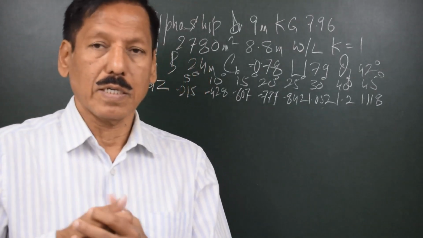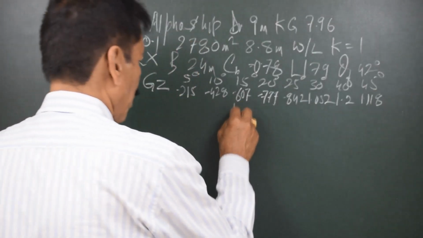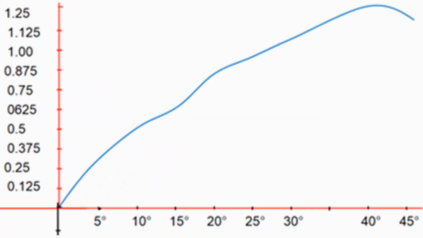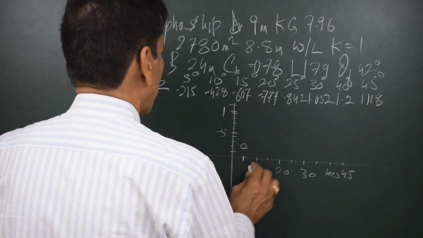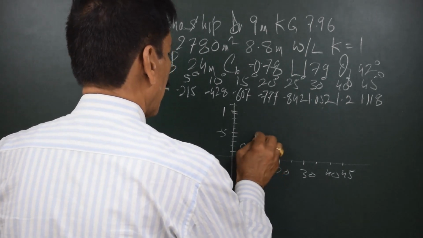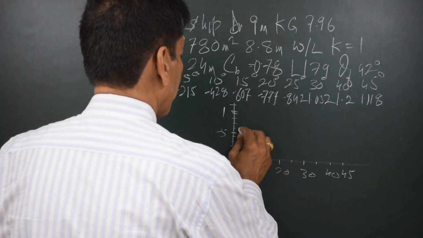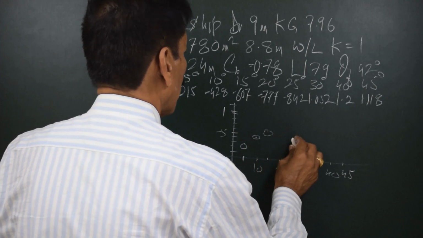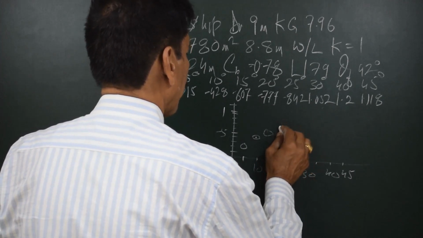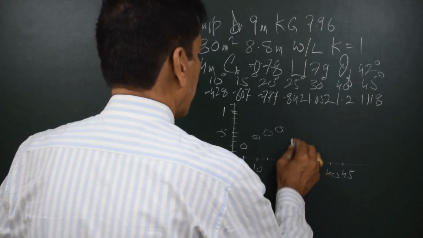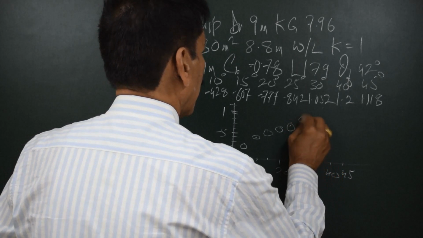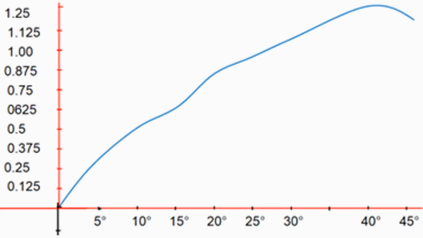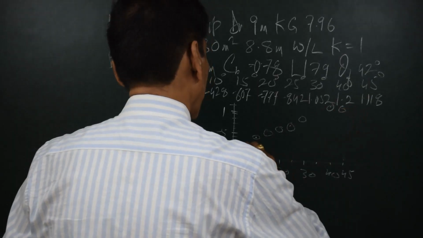We need to make the curve first with these values. Let me approximately draw this curve up to 45 degrees. For 5 degrees we have 0.215. For 10 degrees we have 0.428. For 15, 0.607. For 20 it is 0.777. For 25, 0.842. 30 degrees is 1.052. 40 degrees is 1.204. And 45 degrees, 1.118.